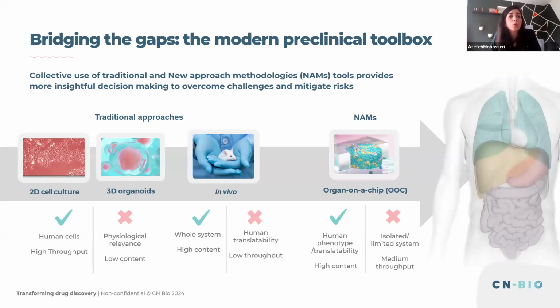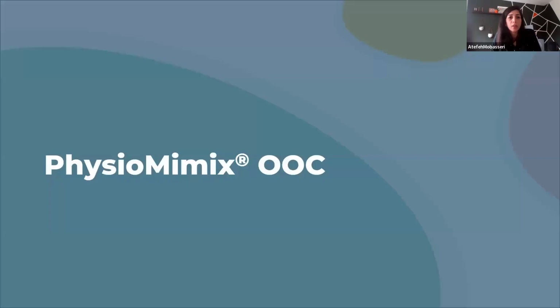And it can be used as a new approach methodology tool to give us a better way for our decision making. I'm going to explain a little bit about Physiomimic's organ-on-a-chip, which is our system, and give you an idea of how this system works. But mainly I'm going to emphasize the different case studies.